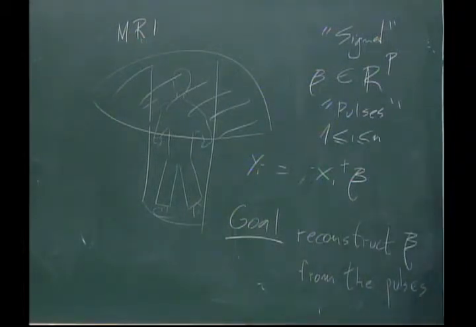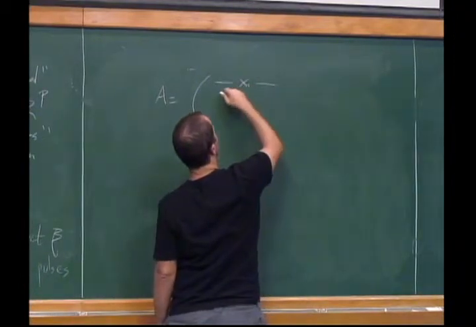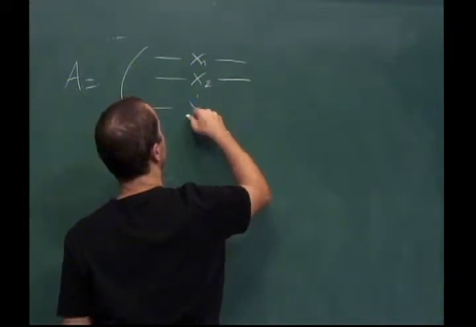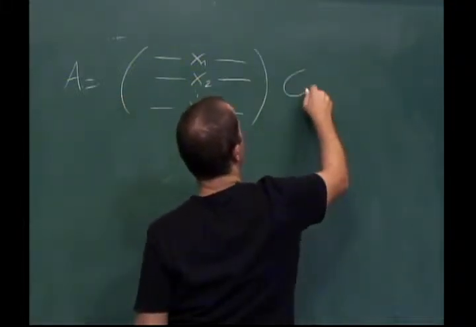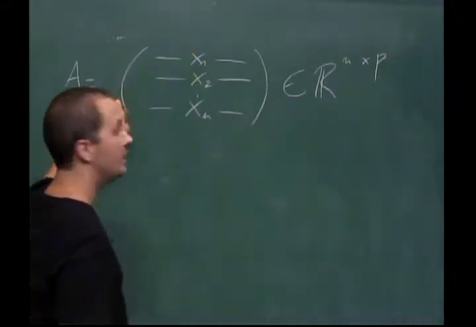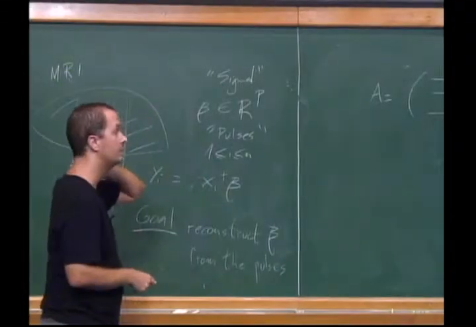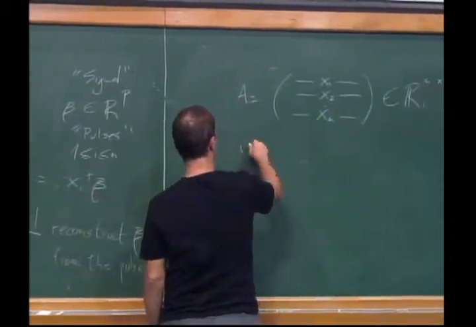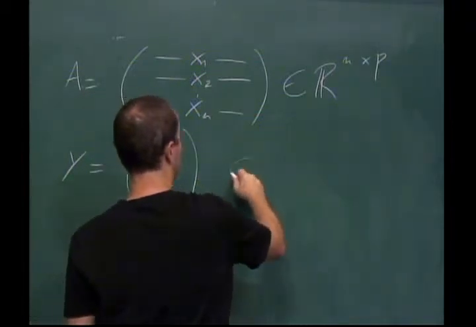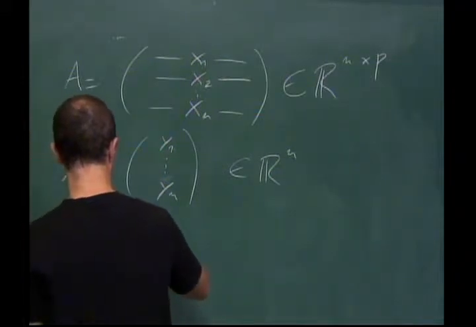Right, so in mathematical terms, let's write this matrix A where the rows are given by the vectors x_i. So it's a matrix that belongs to R^{n×p}, right? So you have n pulses, and each pulse is p-dimensional because the signal is p-dimensional. And you have this vector y, which is a vector of all the measurement results, which belongs to R^n. So you have A and y known.